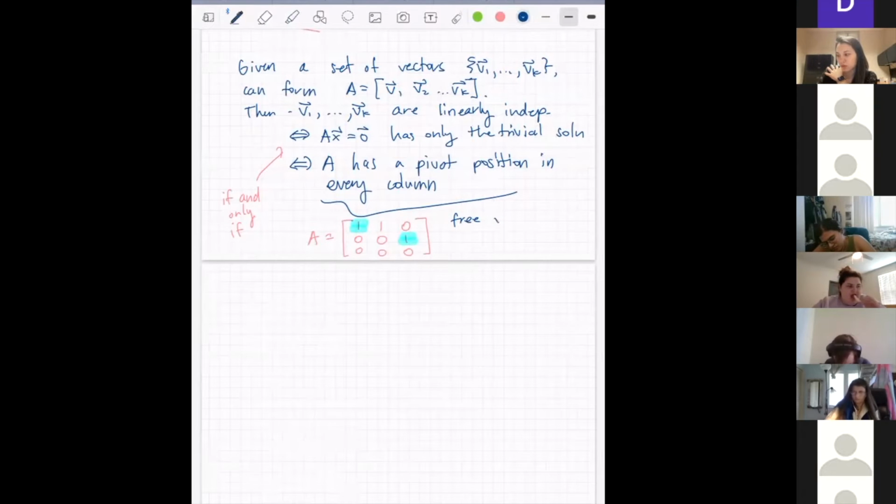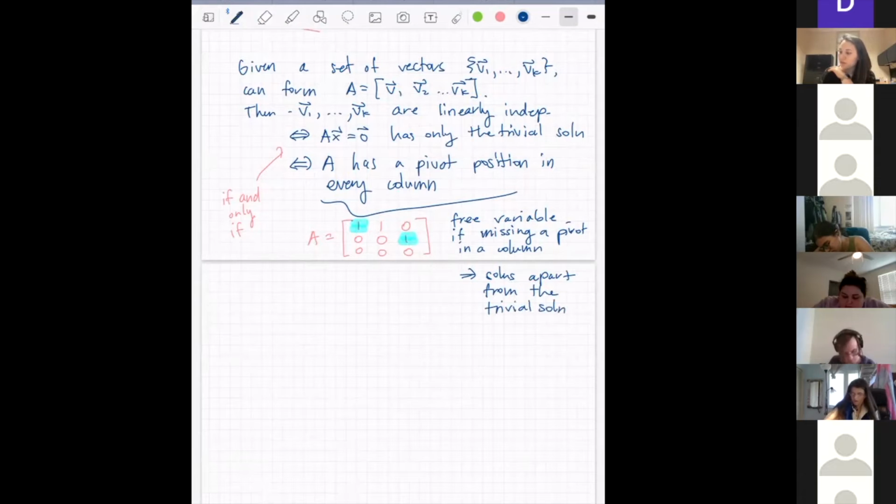We get a free variable if we don't have a pivot in every column. If I'm missing a pivot in a column, then that will give us solutions apart from the trivial solution. Okay.